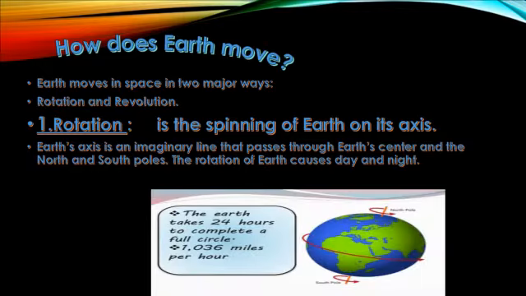The rotation of Earth causes day and night. Let's see the picture. Look at the picture very carefully. The Earth takes 24 hours to complete one rotation. So the rotation of Earth causes day and night.